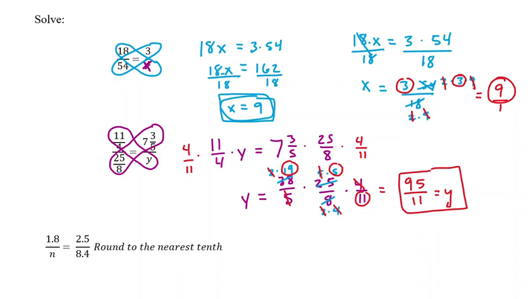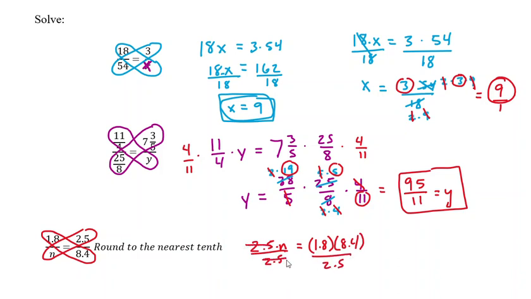Let's do the last one. Same process. We're going to cross multiply. 2.5 times n equals, let's see, 1.8 times 8.4. And then I'm going to divide by 2.5 on both sides.